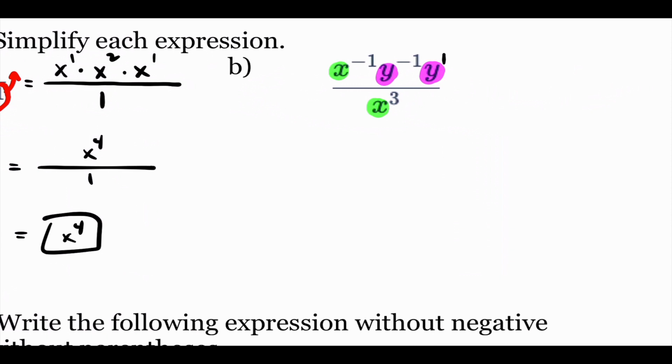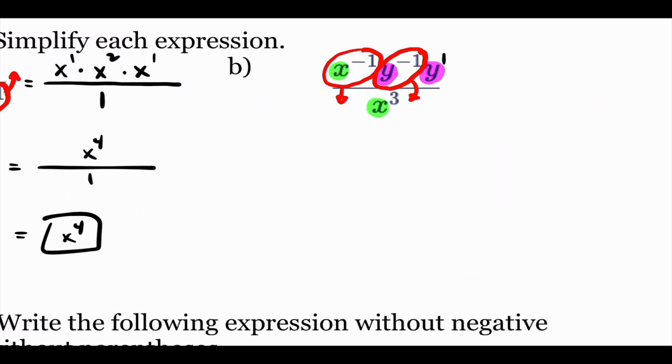Parentheses. Do I have any parentheses? Nope. So move to negatives. Do I have any negatives? Yeah, I have a few, right? So what I'm going to do is I'm going to take this guy here. It's got a negative exponent. That guy's going to have to move down. This guy right here is going to have to move down. Everything else can stay because it doesn't have a negative exponent.